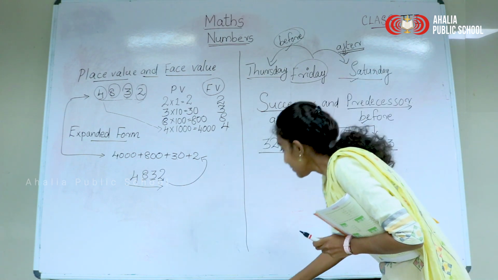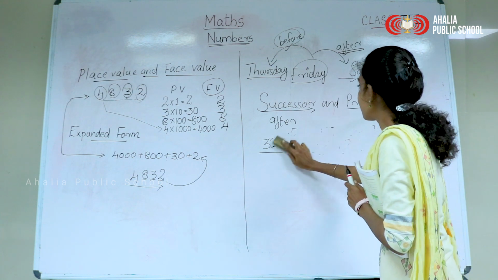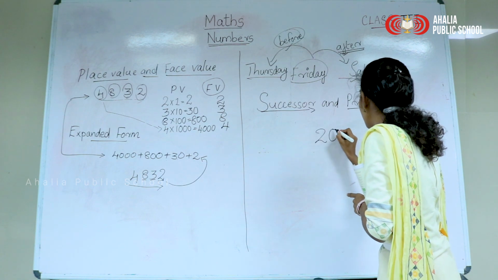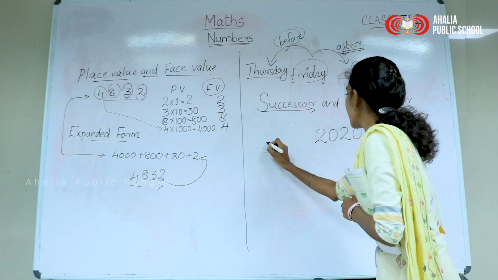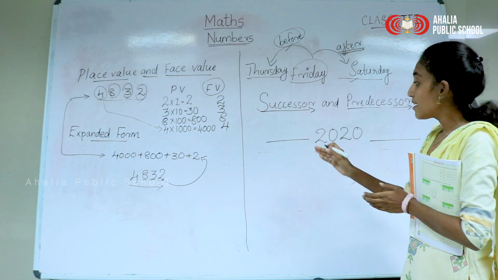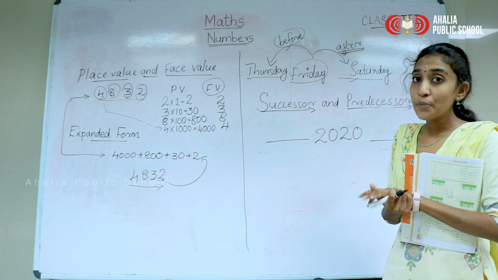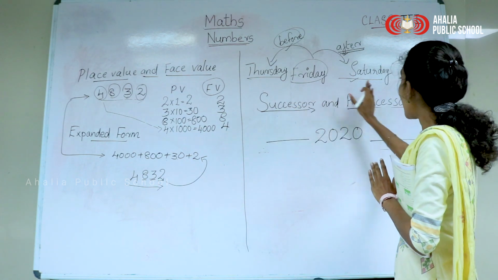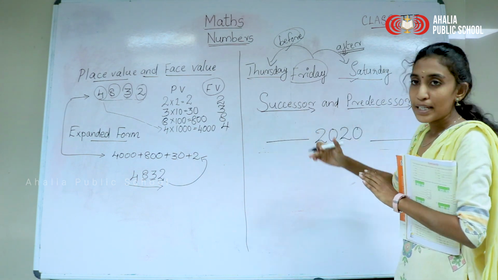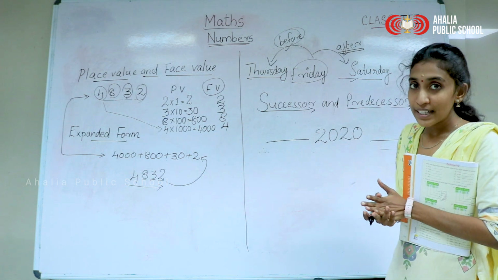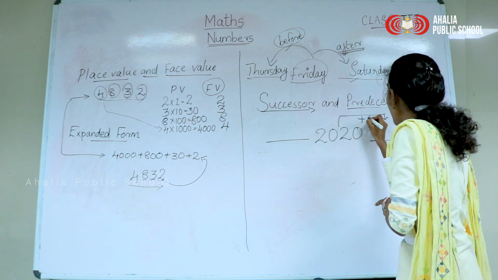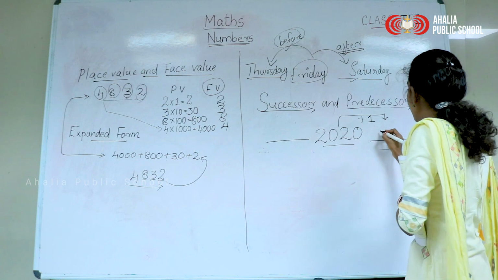Okay, so let's see one more example. The number is 2020. And the question is what? Find the successor and predecessor of this number. So we know that successor എന്ന് പറഞ്ഞാൽ എന്താ? ശേഷം വരുന്നത്. So for the successor, we will add 1 to this number.